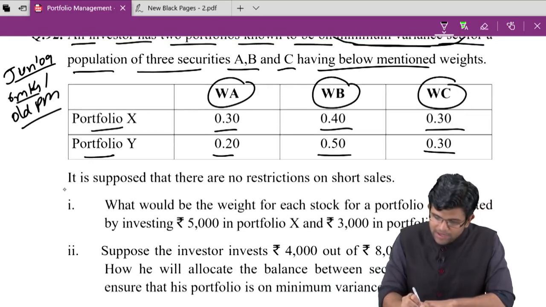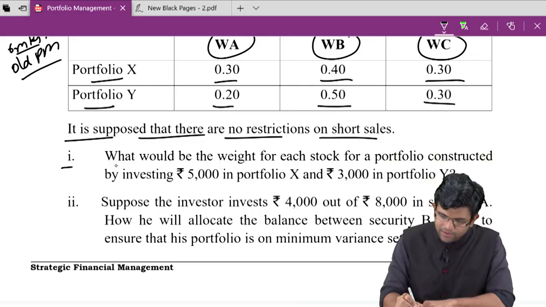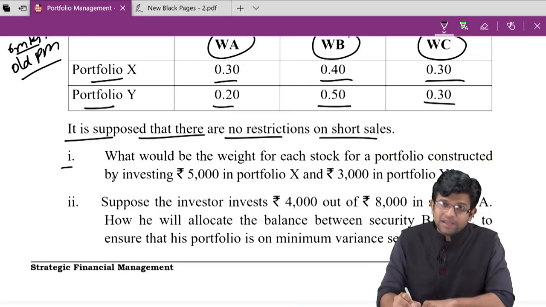Let's go ahead. It is supposed that there are no restrictions on short sales. That's okay. Point number 1 we'll complete first. We'll read it quietly. Listen carefully.